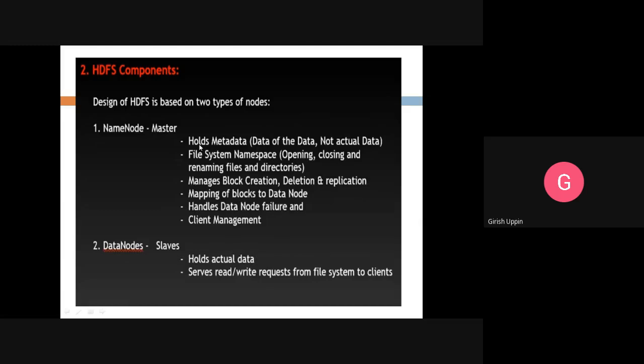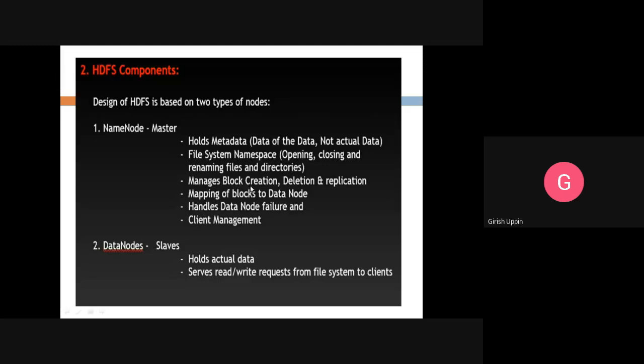So metadata is nothing but information about what data nodes are there, what data is stored in them, how many blocks there are, and what the mapping is. All that information which forms the metadata will be stored in the name node. The name node is also responsible for managing the file system namespace: opening, closing, and renaming files and directories. It also manages block creation.